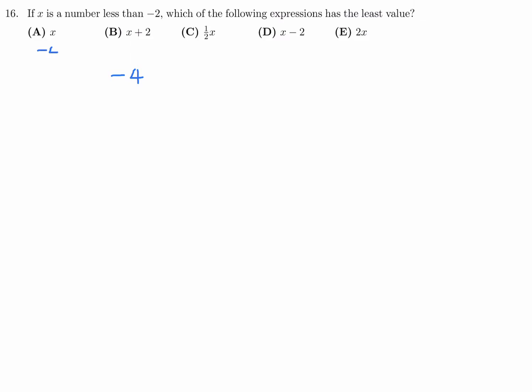Well, this is just negative 4. This would be negative 2. This would be negative 2. This would be negative 6. And this would be negative 8. So which one has the least value? Well, obviously this one. Number 16, the answer is E.